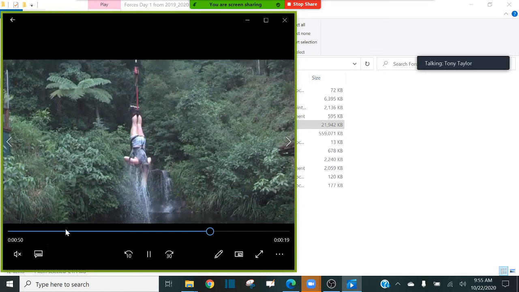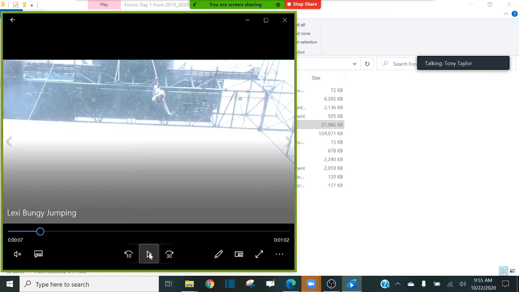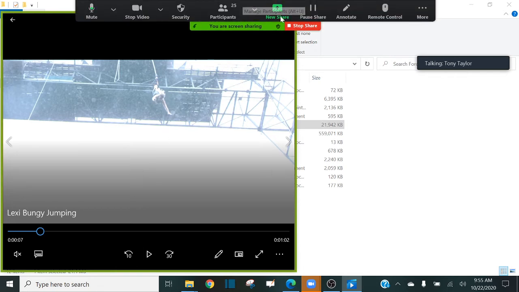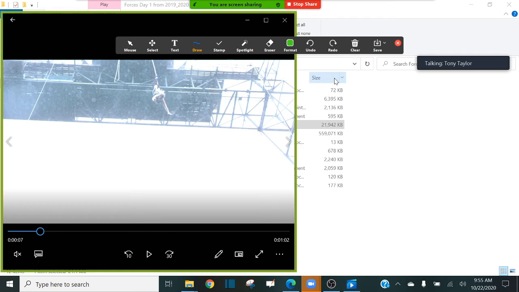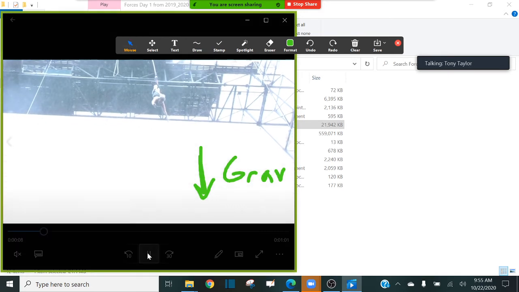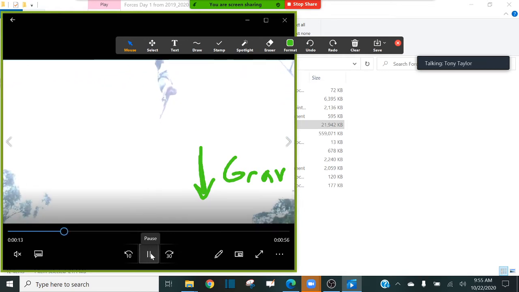Okay, so guys, let us make sense of what's happening here. At the moment that Lexi jumps, the dominant force acting on her is clearly gravity. Gravity is pulling her downward. Of course there's a little bit of air resistance, but for now the dominant force is gravity, right at the moment that she jumps. So she's clearly accelerating. She's clearly speeding up in the negative direction.